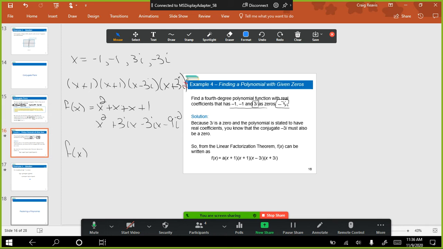All right. Now, I'm about to run out of room, but this is going to be what? x squared plus 2x plus 1. And this one is going to be x squared, 3ix minus 3ix, and -9i squared is equal to positive 9, right? So that is x squared plus 9.